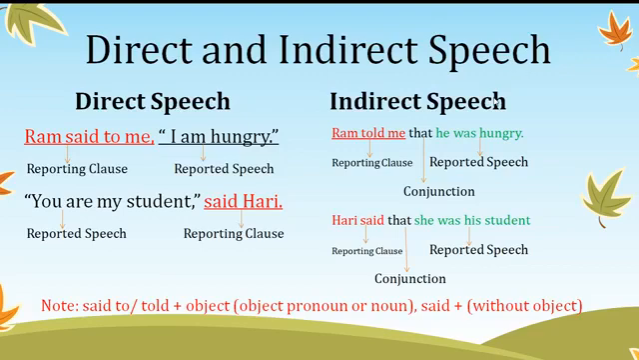Now let's go to indirect speech. What is said there? Example, Ram told me that he was hungry. See over there, Ram told me is in red, that is the reporting clause. And in green there, I've given he was hungry, which is the reported speech. So this reporting clause and the reported speech join with a conjunction in indirect speech. Now look down there. Another example, Hari said is the what? Reporting clause. She was his student, that is the reported speech, and it is connected with a conjunction, that is, that.